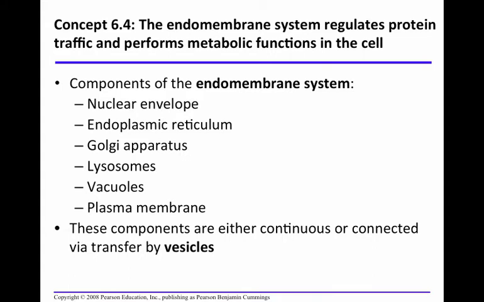So there are 6 components within the endomembrane system. You must know that the endomembrane system is composed of a nuclear envelope. It's composed of the endoplasmic reticulum, the Golgi apparatus, lysosomes, vacuoles, and plasma membrane. So all of these are components of the endomembrane system. You will be tested on this, and you will have to know these components and their functions.